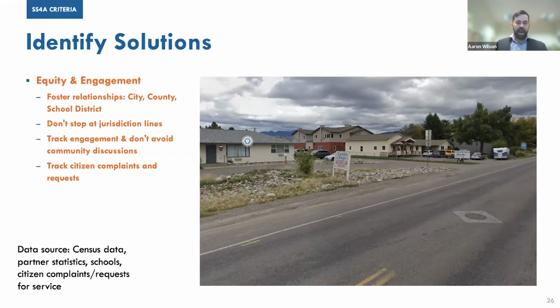And we also try to track the complaints and requests that we get from citizens, because that helps us inform where we have trouble spots, where maybe the crash data shows that, but maybe it doesn't. And when we hear from the actual residents who are living or using those corridors, it really helps us refine the data.